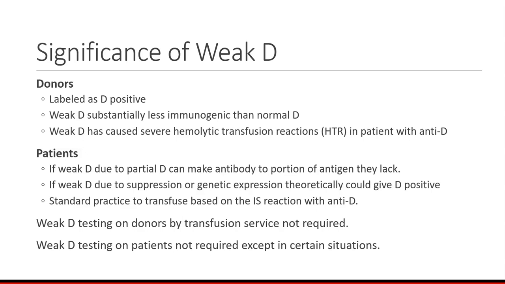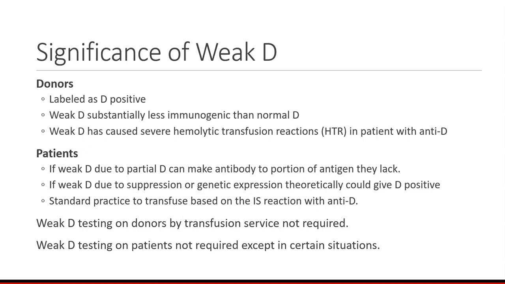Let's look at patients. If the weak D is due to partial D, they can make an antibody to the portion of the antigen they lack. But how are we going to determine this? You can't. All weak Ds, they're negative at immediate spin and they're positive at Coombs. So how are you going to know whether it's due to a position effect or it's due to the partial D or if it's due to genetic expression? You don't. If the weak D is due to suppression or genetic expression, theoretically they could give D positive. How are you going to prove it? It's going to be very, very difficult.